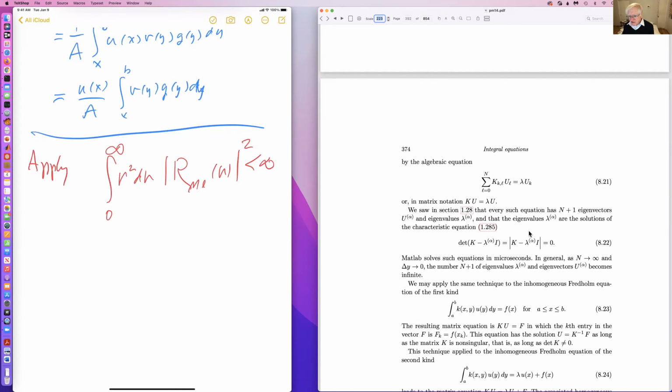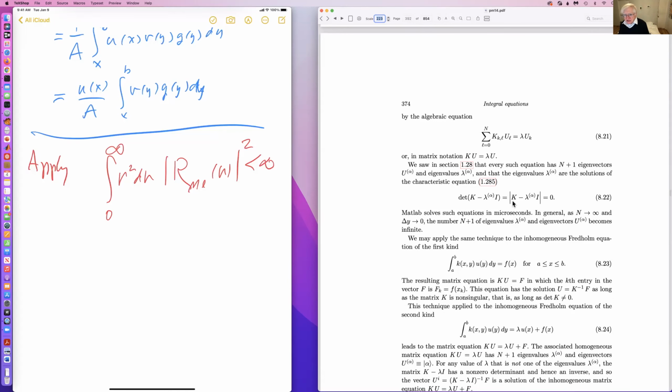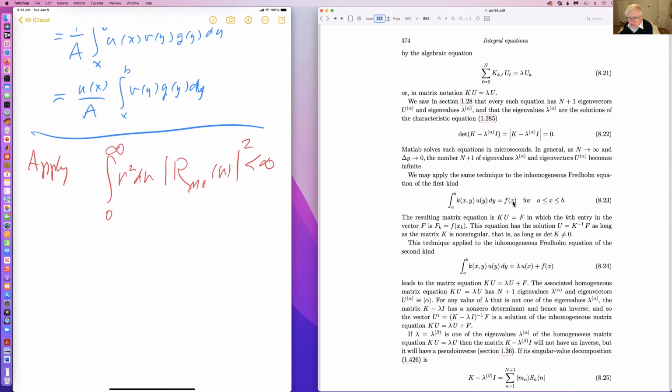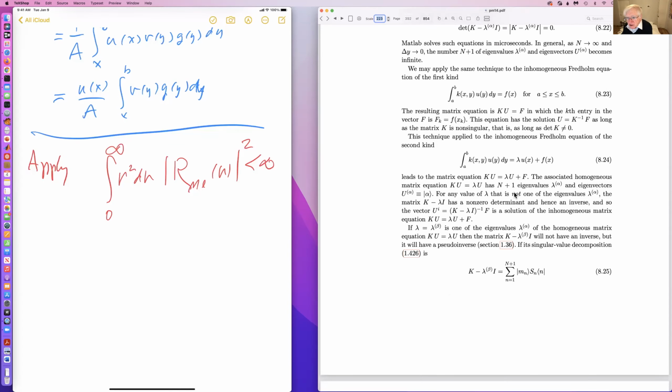And that leads to this determinant equation, which gives you the eigenvalues in, as I said, microseconds. You can apply the same technique to an inhomogeneous Fredholm equation, and you then get a matrix equation that looks like this.